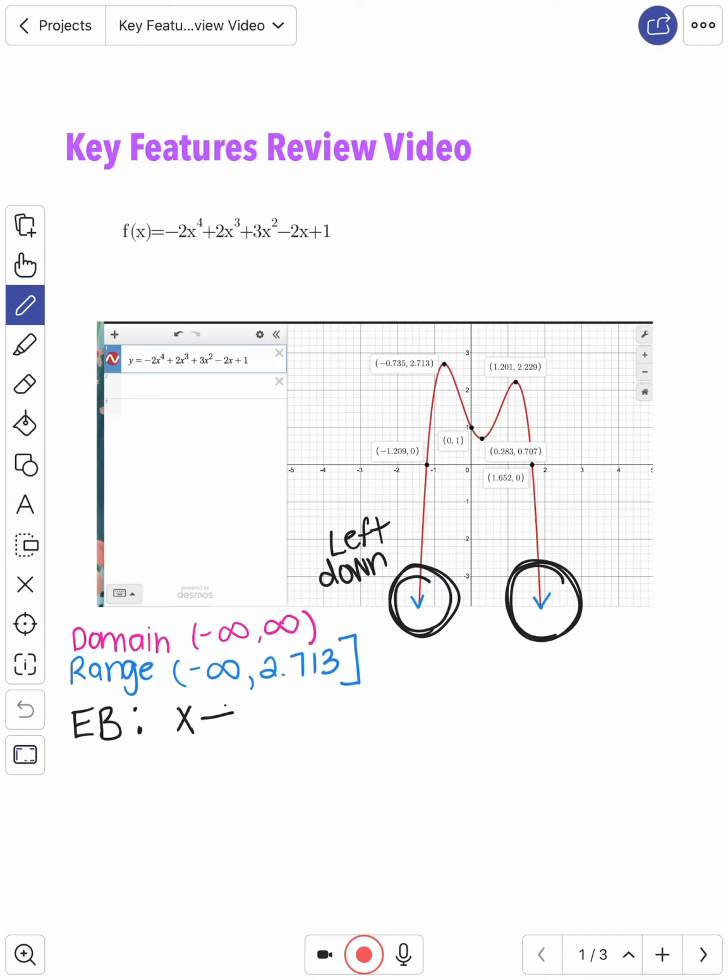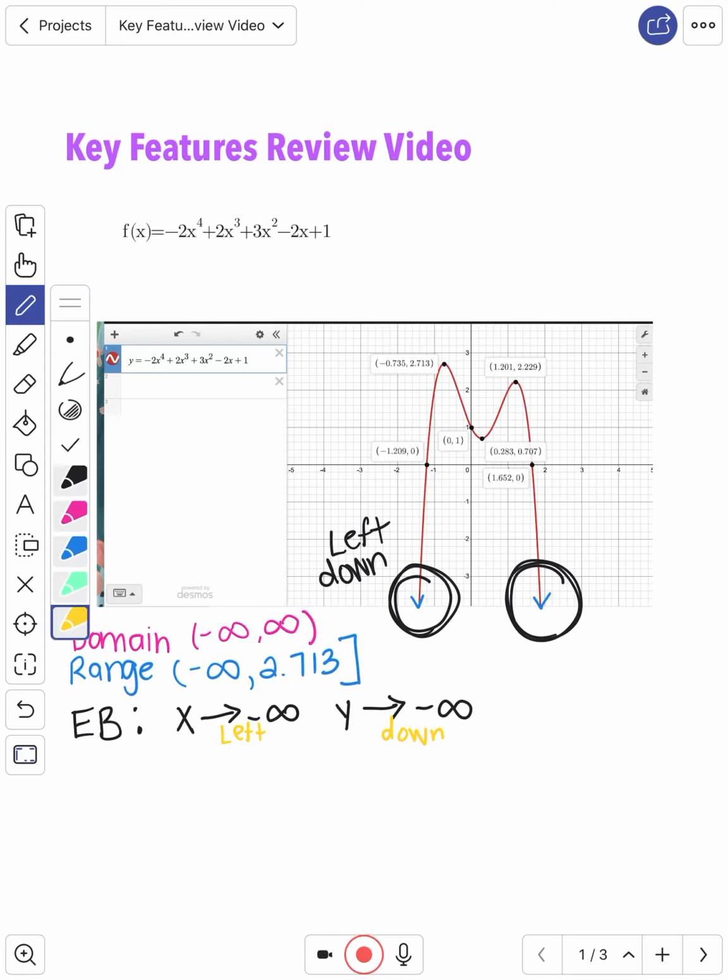So as x approaches negative infinity, well, why negative infinity? Because we're going to the left, this means left. My y value is approaching negative infinity. Why negative infinity? Because it's going down. So this means left, this means down.